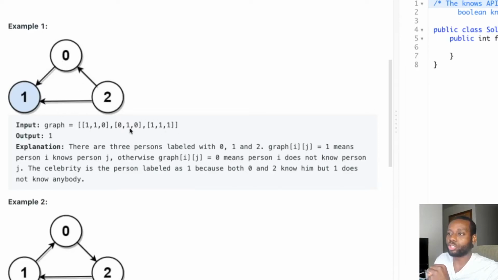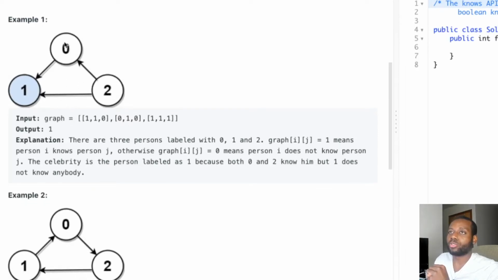The relationship is given to us, so 0 knows 1. That's how we show a relationship. Every person in the graph is a node, and then we have edges to show the relationship between the different vertices and nodes. You can see it's a directed edge. I have a playlist on graphs, if you are not too familiar with graphs and how to represent them and all those kinds of things.